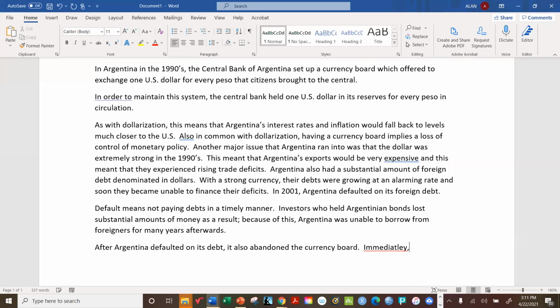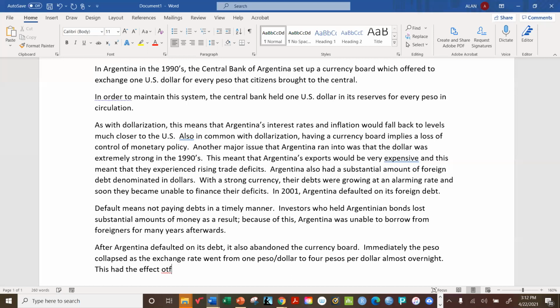Immediately, the peso collapsed, as the exchange rate went from 1 peso per dollar almost immediately to 4 pesos per dollar. Almost overnight. This had the effect of dramatically increasing import prices, including food, of course.